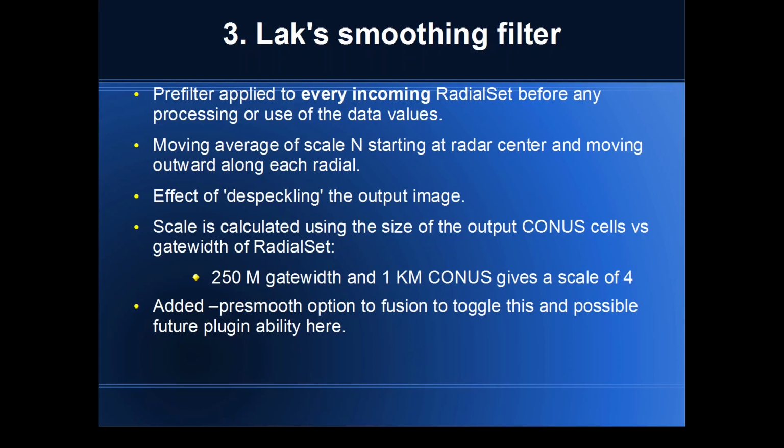The scale is calculated using the size of the output CONUS cells versus the gate width of the radial set. For example, a 250 meter gate width and a 1 kilometer CONUS gives a scale of 4. From feedback so far, we've seen that some like this despeckling and some do not. So currently we've added the --presmooth option to Fusion to toggle this ability. This could possibly or probably be a more general pre-filter plugin ability at some point, so that other smoothing methods could be experimented with, maybe before and after output generation even.